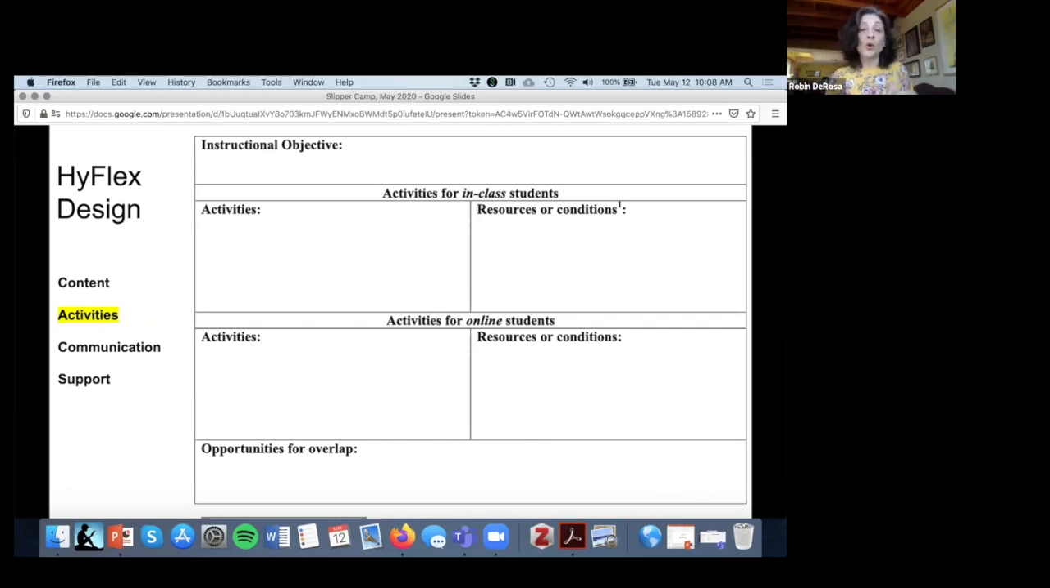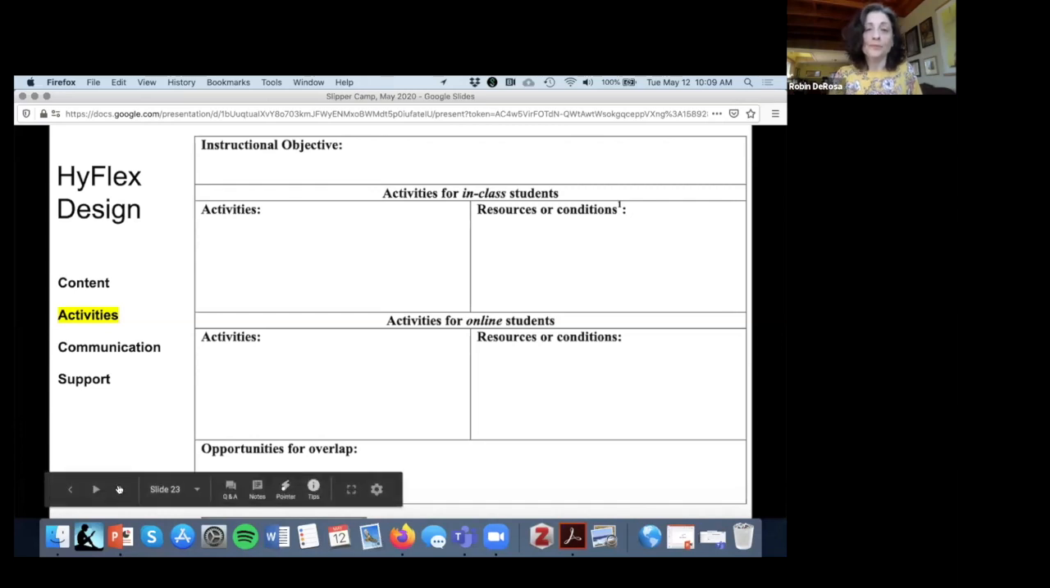So if you break your course into content, activities, communication, and support, and then think about creating grids for the in-class students and the out-of-class students, you're starting to get a bit of a handle on how you have to approach the design around HyFlex, right? You can't just think about a lesson, because a lesson includes content, activities, communication, and support. So organizing that in some way can be really helpful.